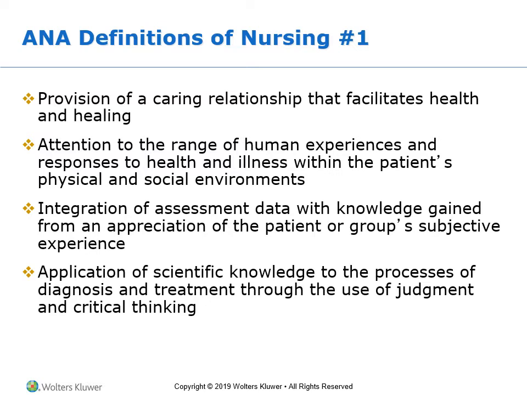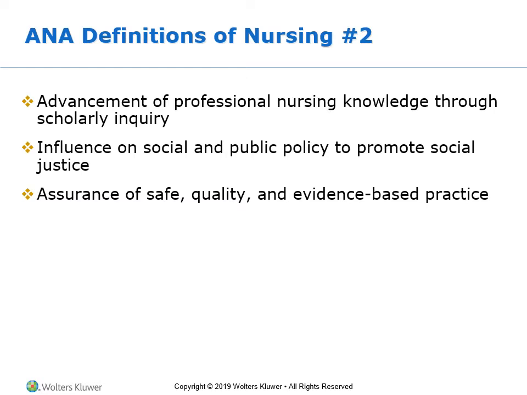This means doing peer and literature review and some sort of research to validate what you're doing. Okay, the nurse will make an influence on social and public policy to promote social justice. So you can do this by advocating for patients. You can do this through lobbying, through politics. The nurse will assure safe, quality, and evidence-based practice. So this is something that we as nurses have to consider every time that we provide care for our patients. Okay, we're trying to incorporate these into our practice of care.